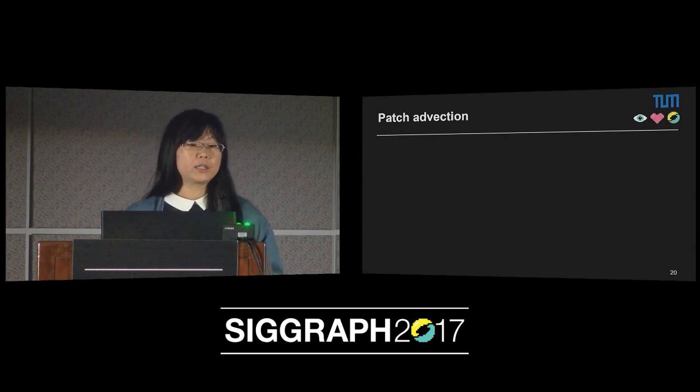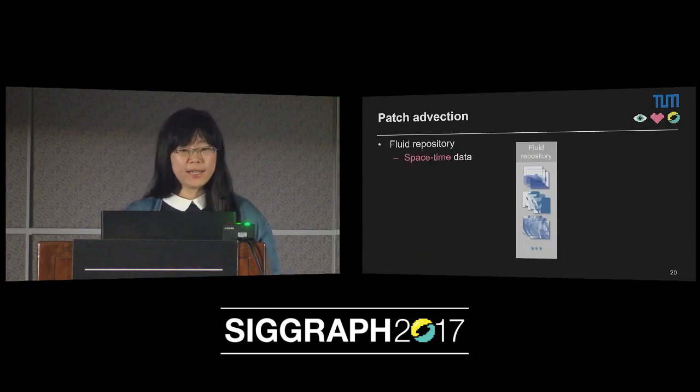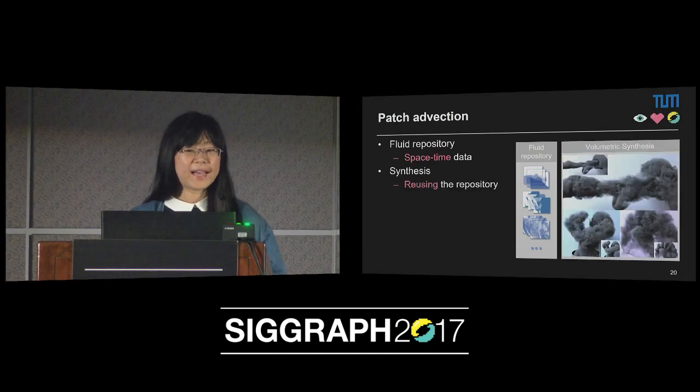Now I will make a conclusion to the patch advection part. So our patch advection is used to generate our fluid repository with space-time data. It is also applied on a new coarse simulation to synthesize a detailed simulation by matching and reusing the repository.